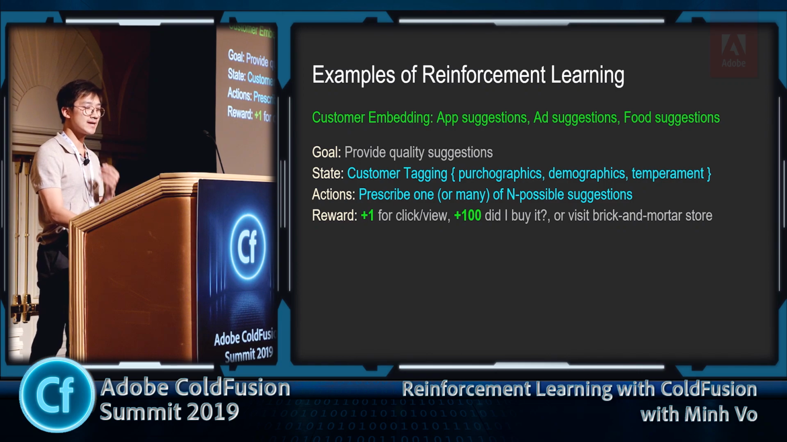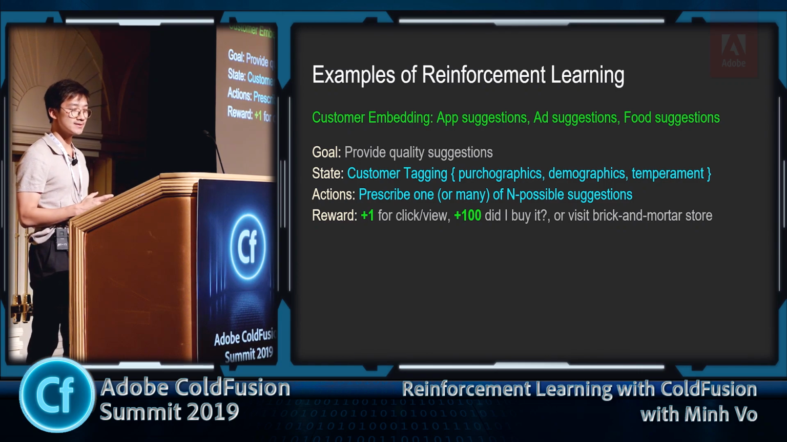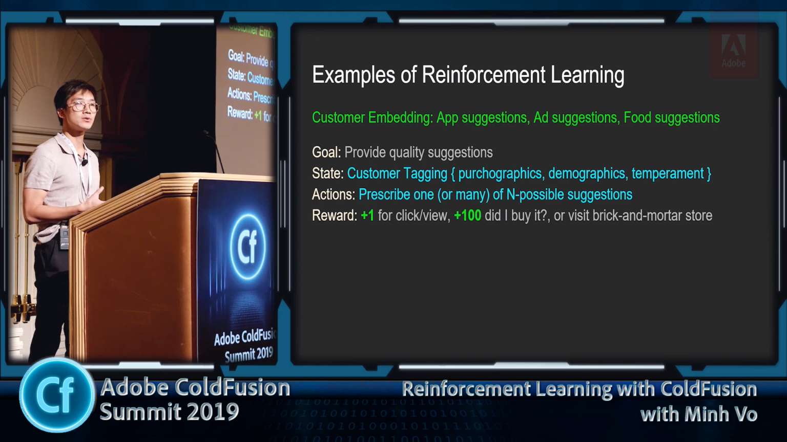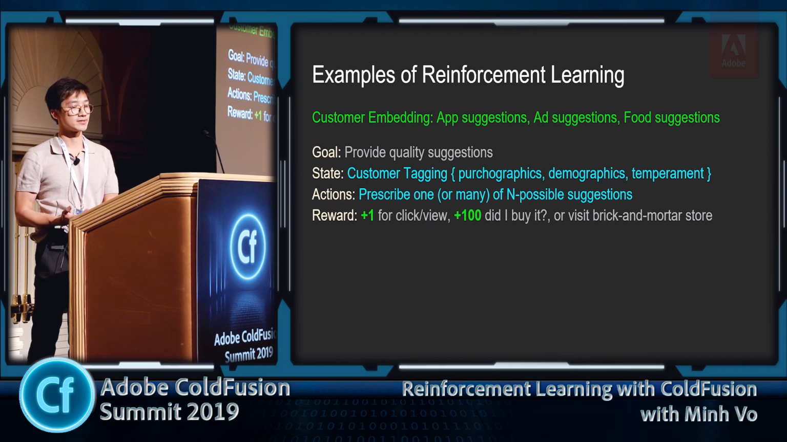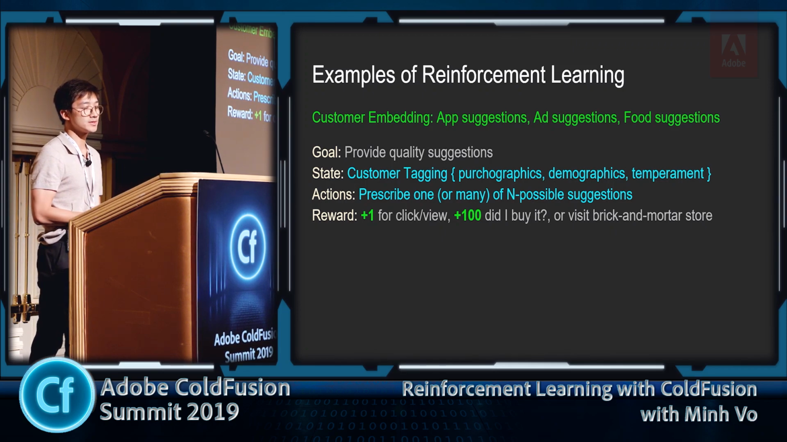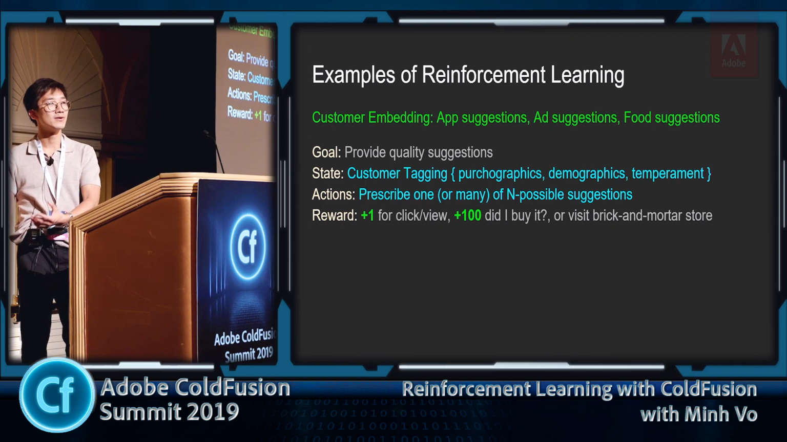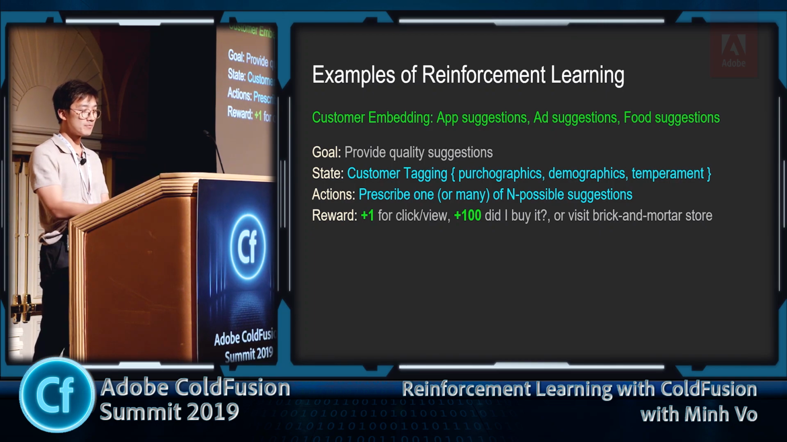But yeah, another example, which is more real life, I guess, would be customer embedding. Google does this quite a lot, and a lot of other places now. It's for app suggestions, ad suggestions, food suggestions. And the goal is to provide quality suggestions, right? Things that will make me act, or go buy, or go to the brick and mortar store, whatever. But the state here is the customer tagging.